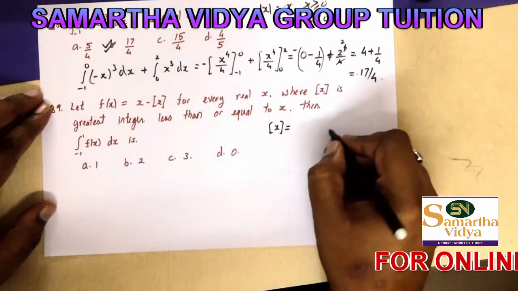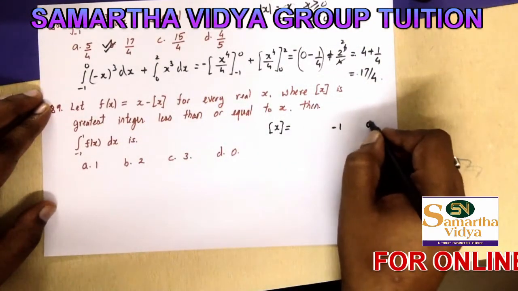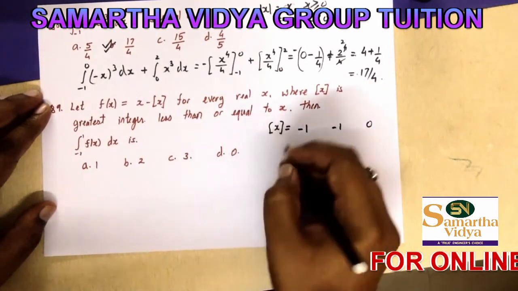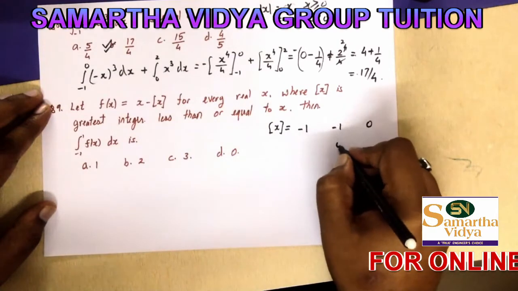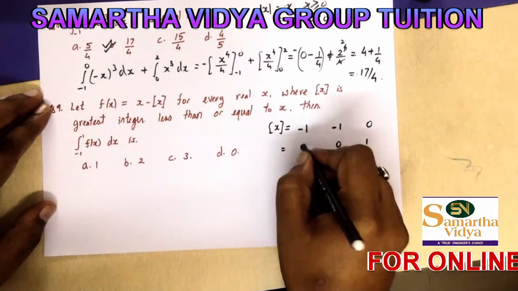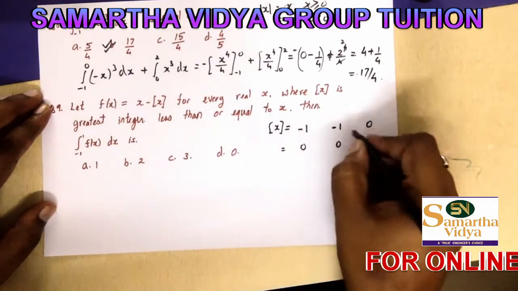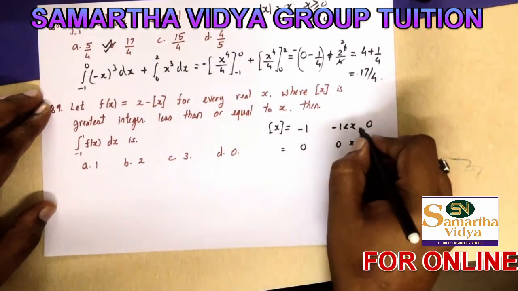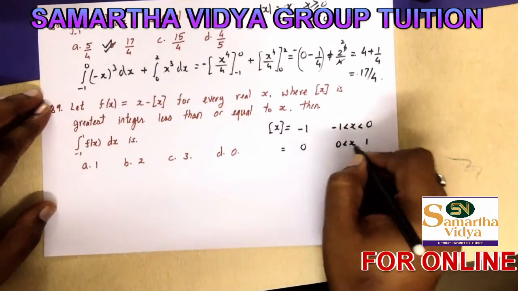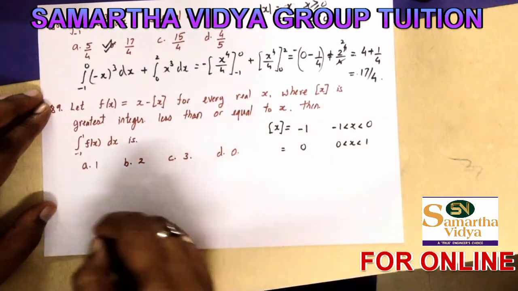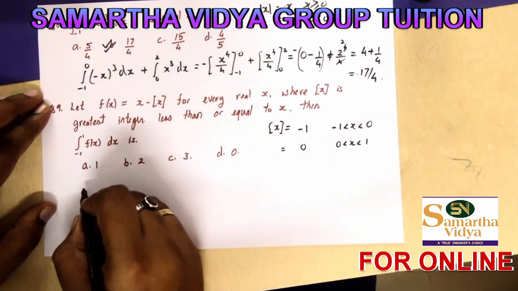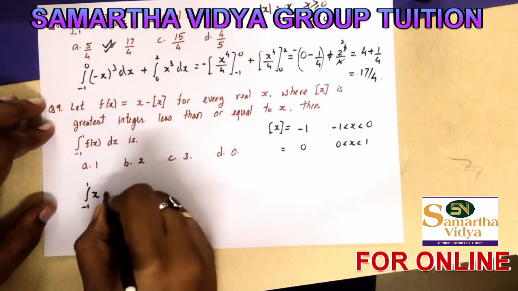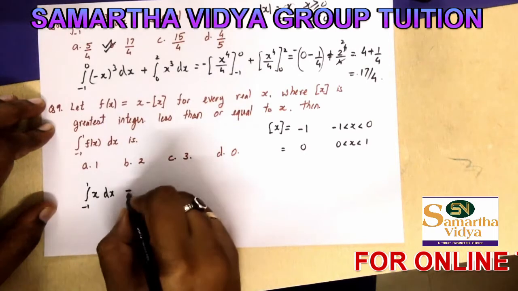So we are talking from minus 1 to 0. From minus 1 to 0 it will have the value minus 1, and for the range of 0 to 1 it will have the value 0. That is, we are talking about the x value here. If my x is between minus 1 and 0, it's minus 1, and if it is between 0 and 1, it is 0.